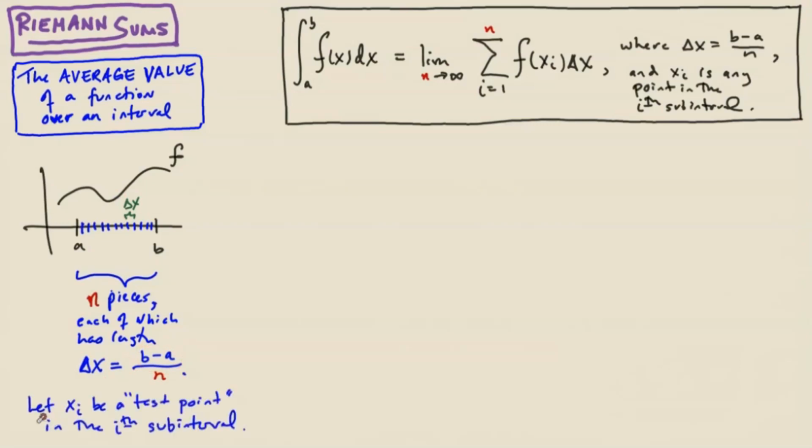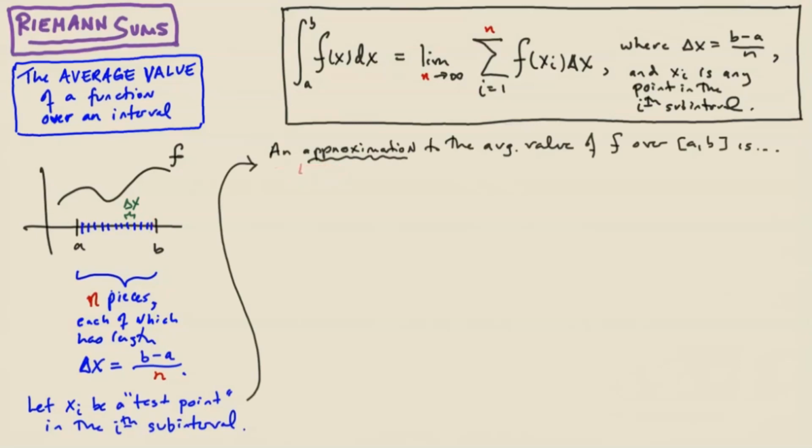Okay, now what? Now we will let x sub i be a test point in the ith subinterval. Any point in the interval you like. So x sub 1 is going to be some point in that first subinterval. x sub 2, some point in the second interval. And so on all the way down to x sub n, which will be some point in that nth interval.